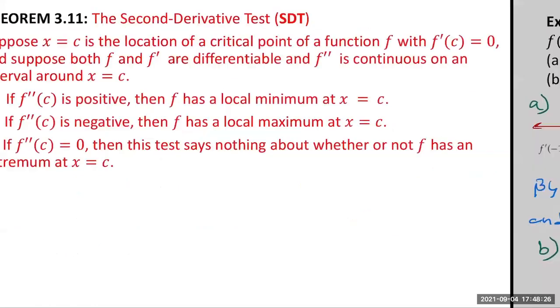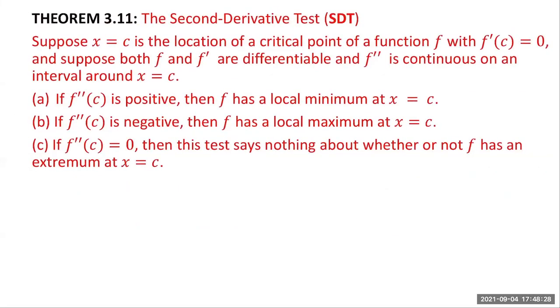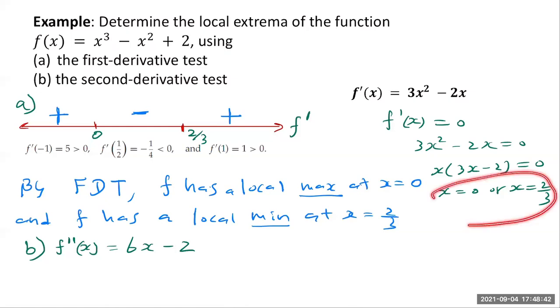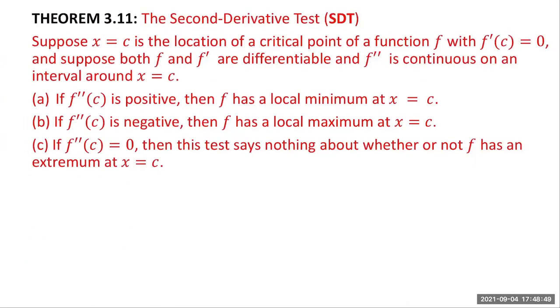Let's go back and look at the second derivative test one more time. Here is the statement of the test. We found all points C such that f prime of C is equal to 0. We found the critical points, which are x is equal to 0 and x is equal to 2 over 3. Now we go with those critical points for the remaining part of the theorem. Here is the first part. If f double prime of C is positive, then f has a local minimum at x is equal to C.